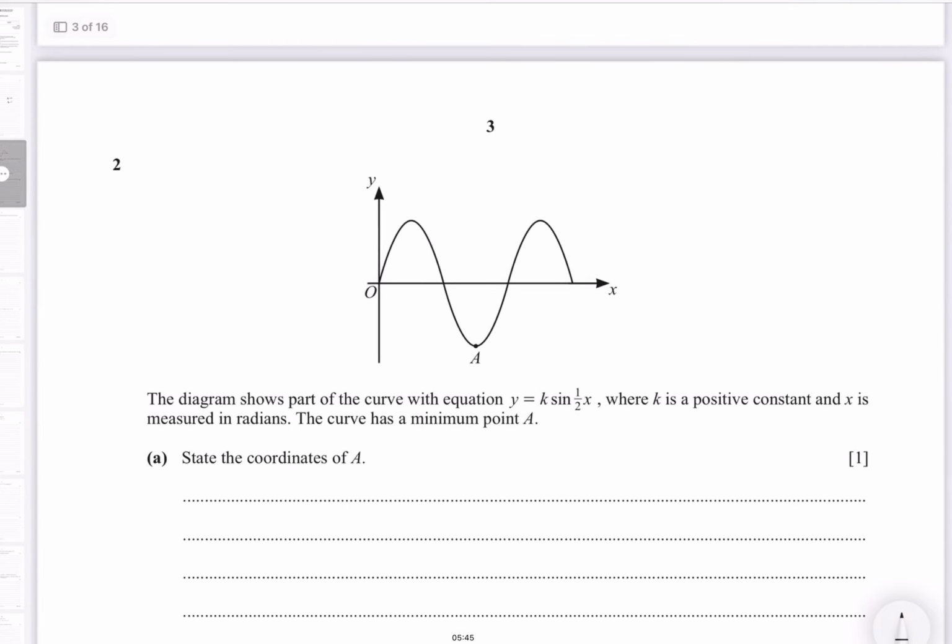In the second question, the diagram shows part of the curve with equation y equals k sine half x, where k is a positive constant and x is measured in radians. The curve has a minimum point at A. State the coordinates of A.